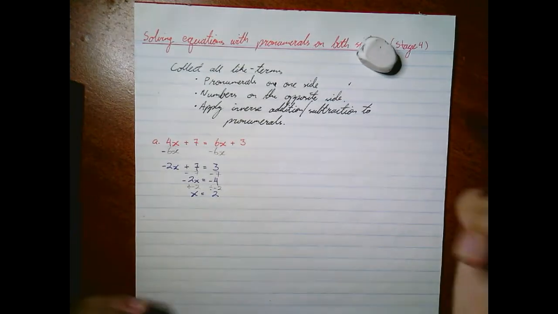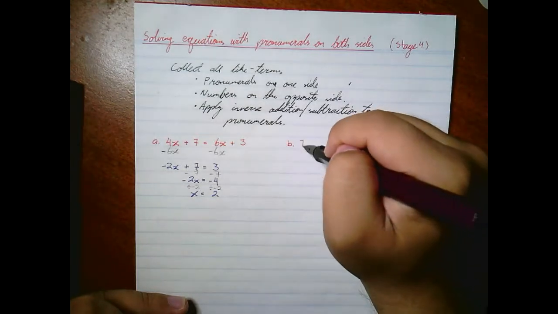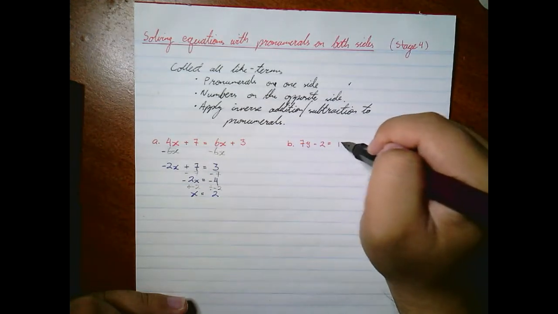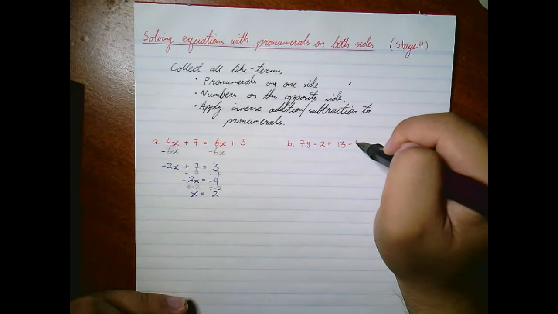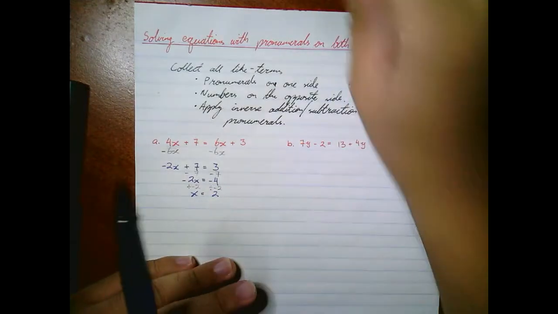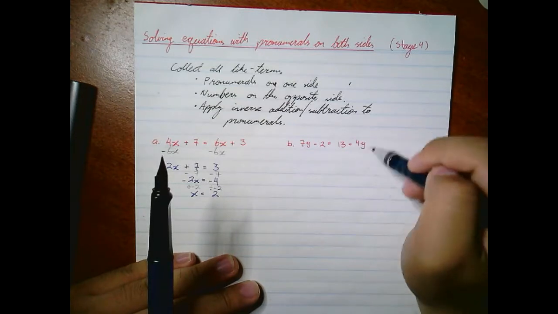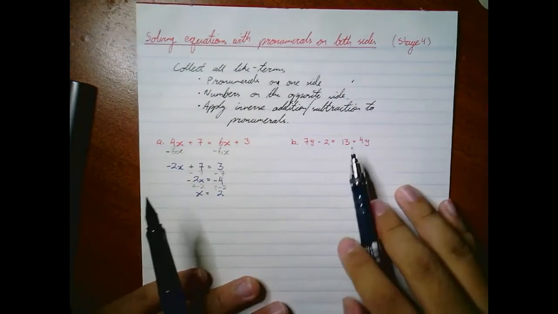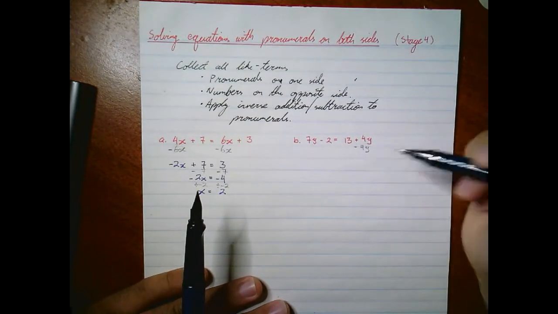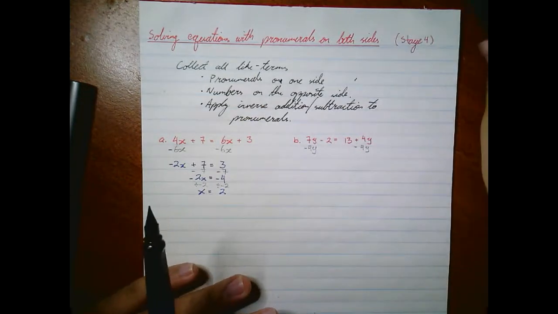At least one example. I'll give us another one here. Question B is 7y minus 2 equals 13 plus 4y. Once again, for this example, I'm going to move my letters to the left hand side. So if it's plus 4y, I'd like to move this here. So I'm going to subtract 4y here and minus 4y on the like term.